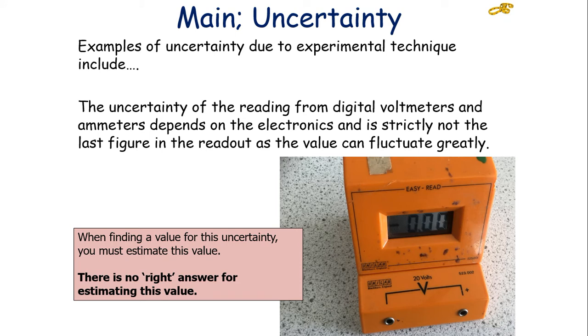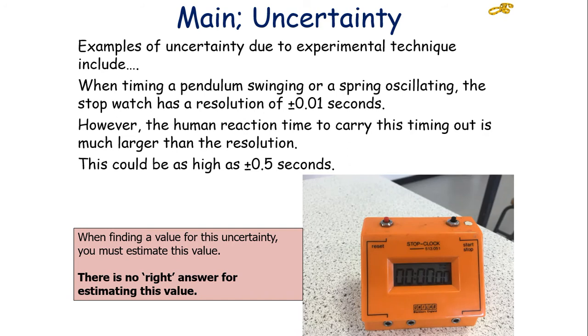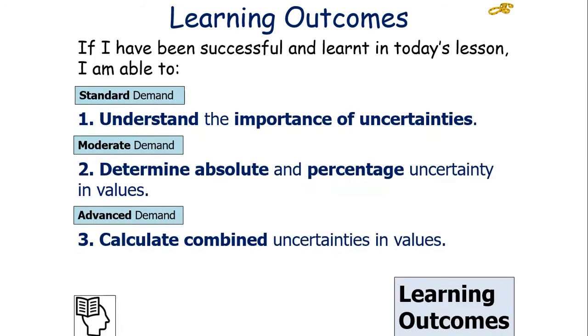Another example could be that a digital voltmeter or ammeter will fluctuate due to the connections in there, which will mean that it will have a greater uncertainty than the resolution, which you've just got to estimate. And again, we talked previously about the reaction time of a human being using a stopwatch is going to produce an absolute uncertainty greater than the uncertainty predicted by its resolution.